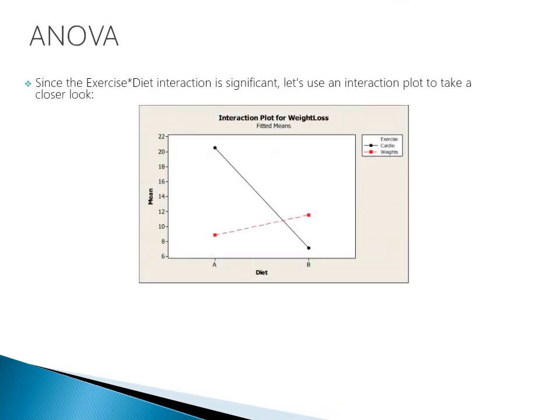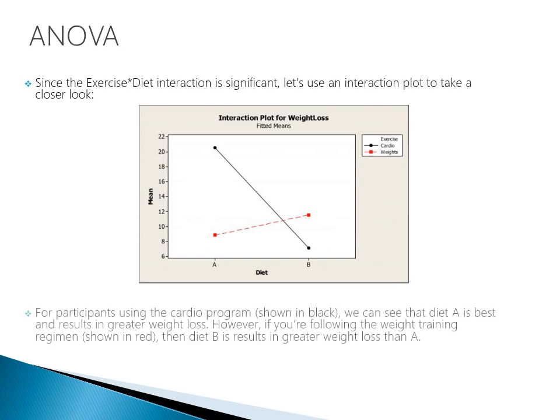Since the exercise-diet interaction is significant, let's use an interaction plot to take a closer look. So here's an interaction plot of diet and weight loss. For participants using the cardio program, which is shown in black, we can see that diet A is best and results in greater weight loss. However, if you're following the weight training regimen, shown in red, then diet B results in greater weight loss than diet A.